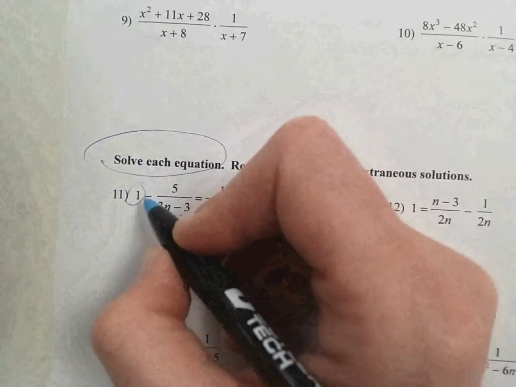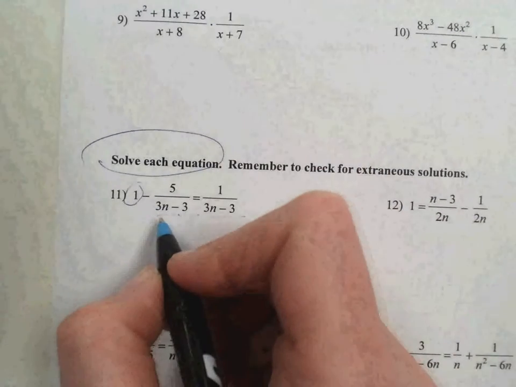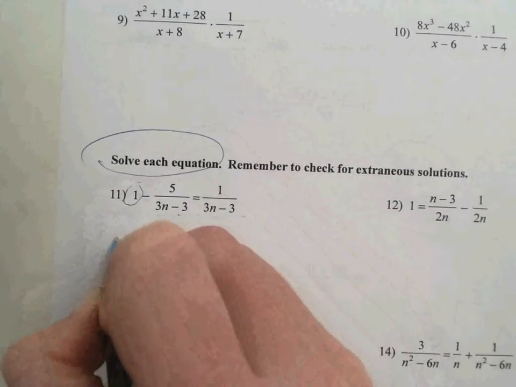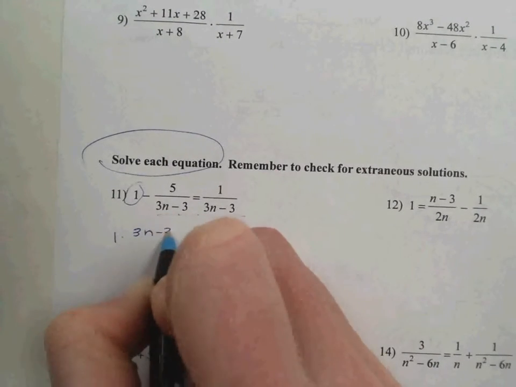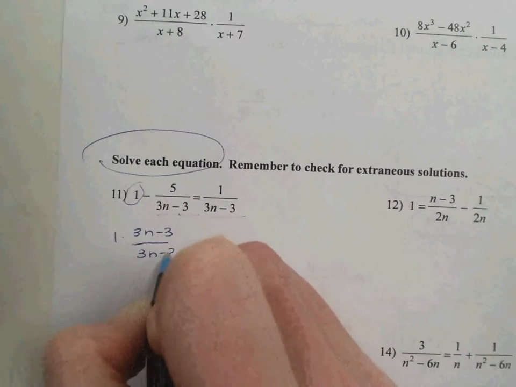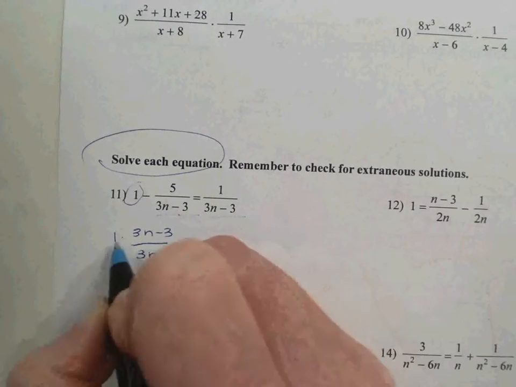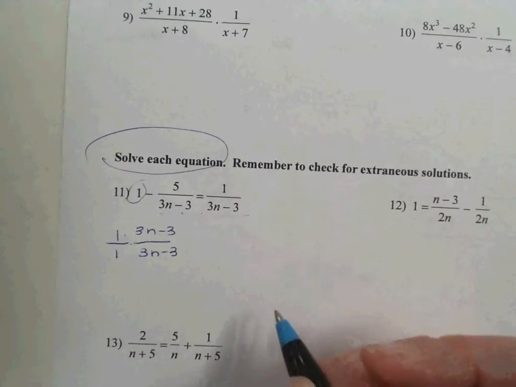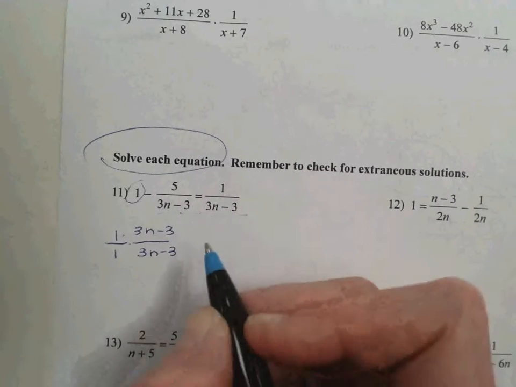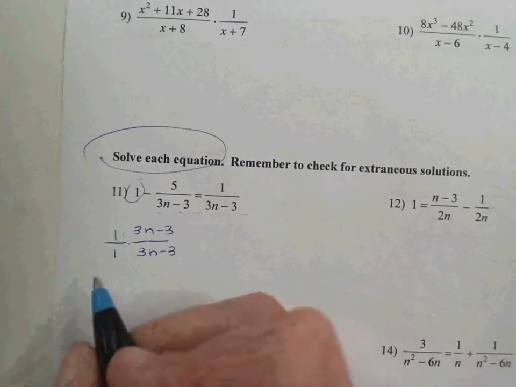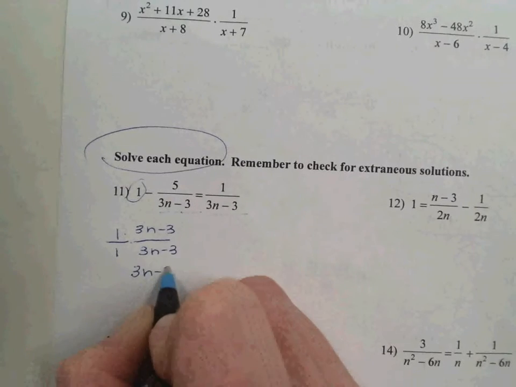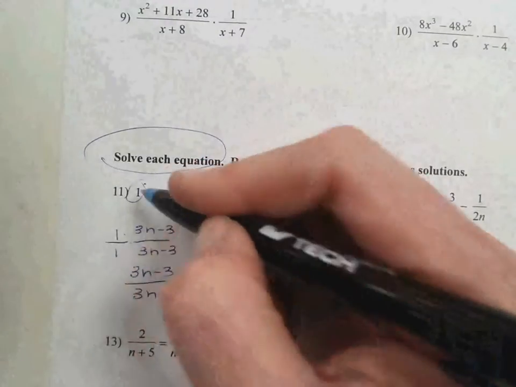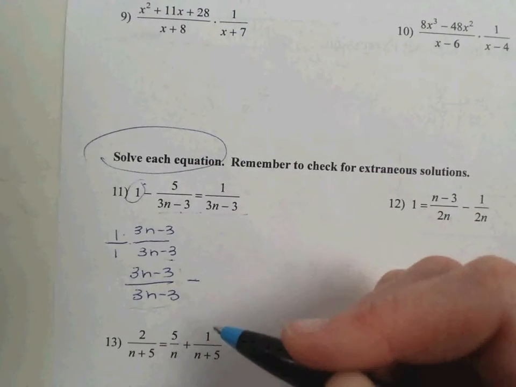So I'm going to actually multiply the 1 times 3n minus 3 over 3n minus 3, which is 1 times anything is just that number. So 1 times 3n minus 3 over 3n minus 3. And feel free to make that into a fraction just to help you out in case it were something else besides a 1. It's just 3n minus 3 over 3n minus 3. It's a lot of 3n minus 3's. Okay. So we've replaced the 1 with its equivalent that has the common denominator.